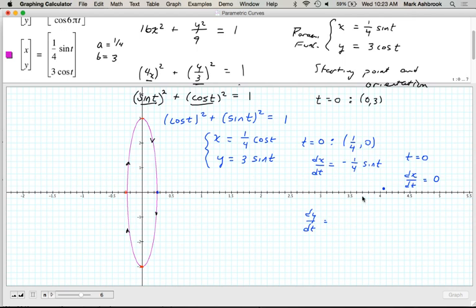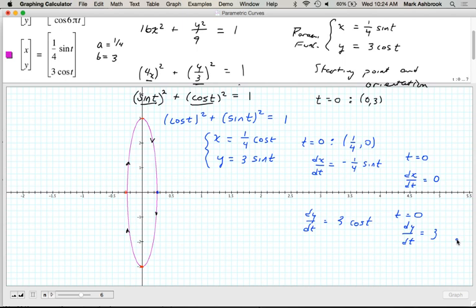dy/dt is 3 cosine t. At 0, dy/dt is 3. Clockwise or counterclockwise? For a change in t, y is going to change 3 times as much as that change in t. Counterclockwise or clockwise? Counter, because dy/dt is positive. For a change in t, we're getting a positive change in y, which means up. That means we're going around counterclockwise.